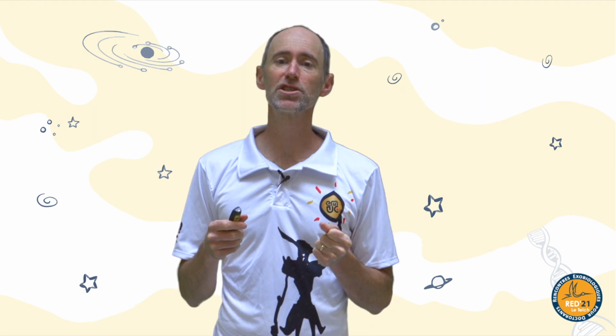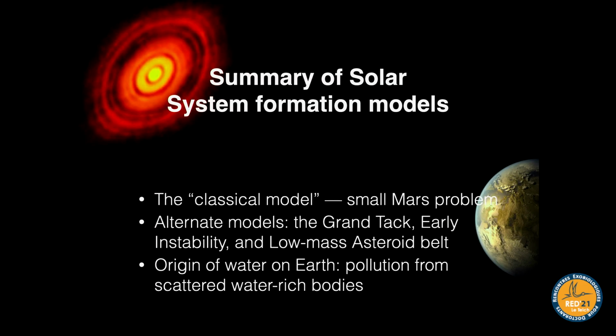But now let me just wrap this up. So here's a quick summary of the solar system formation models. There's the classical model that suffered from the small Mars problem. There are alternate models like the Grand Tack, early instability, and low mass asteroid belt models. Then for the origin of water on Earth, we think it's probably that Earth grew mostly locally, but had this kind of pollution from stuff that came from further out.